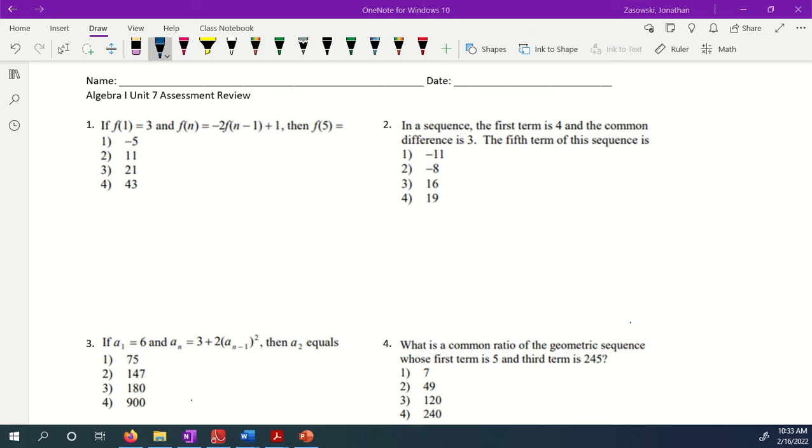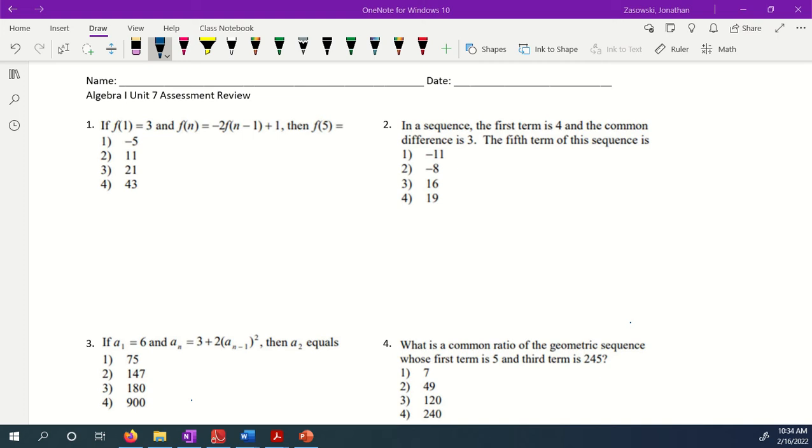All right, this is the review for the quiz tomorrow, the worksheet we got yesterday. So we're just going to go through these questions, and then if you guys have any questions, let me know. So number one, we'll talk about it tomorrow if you have questions.